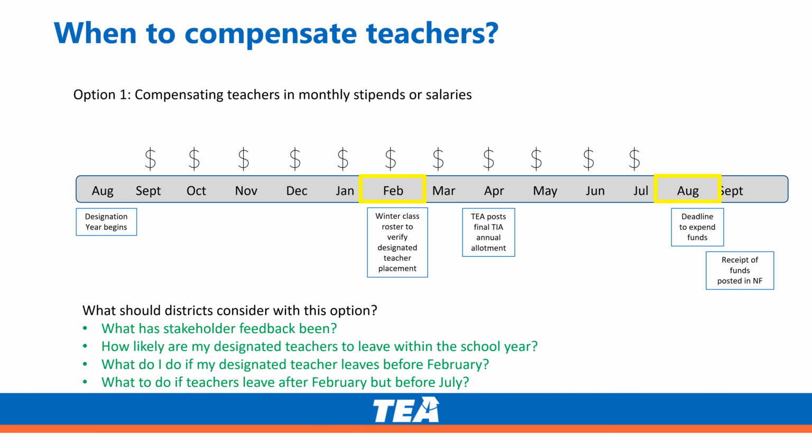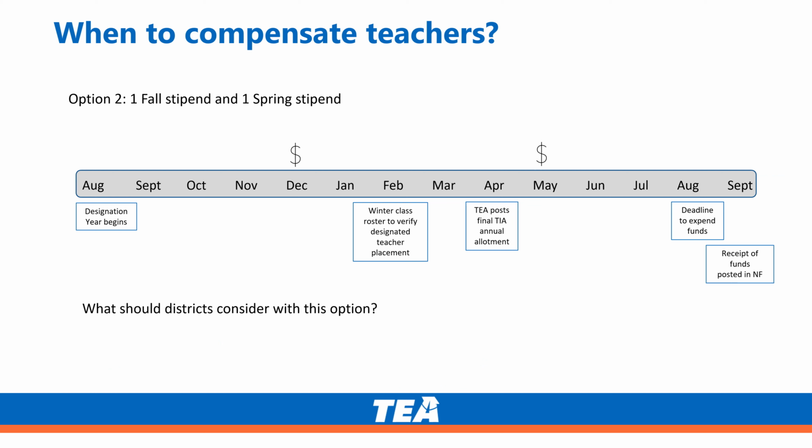Districts should consider the following. First, what has stakeholder feedback been about when teachers want to be compensated? How likely are designated teachers to leave within the school year? What will the district do if the teacher leaves before February? What will the district do if the teacher leaves after February but before the last payout is set to occur?